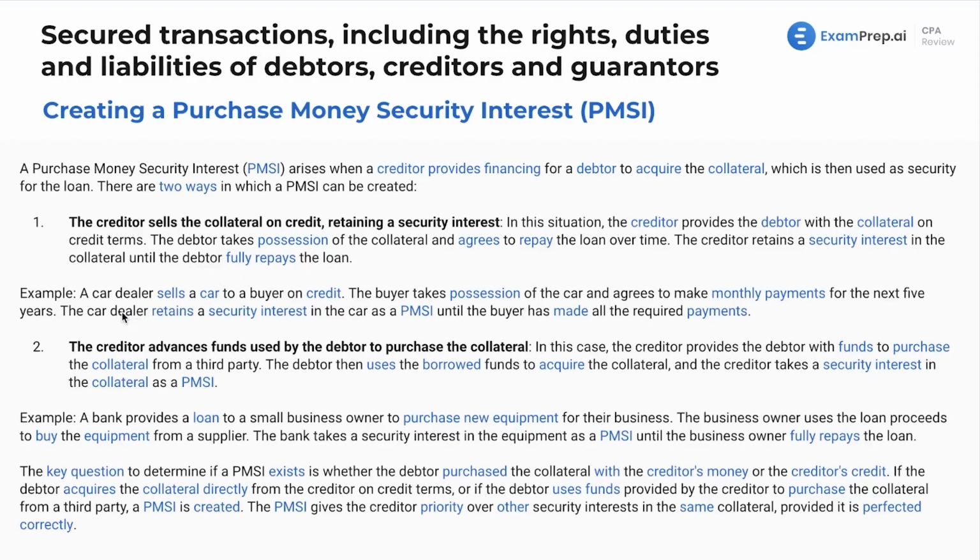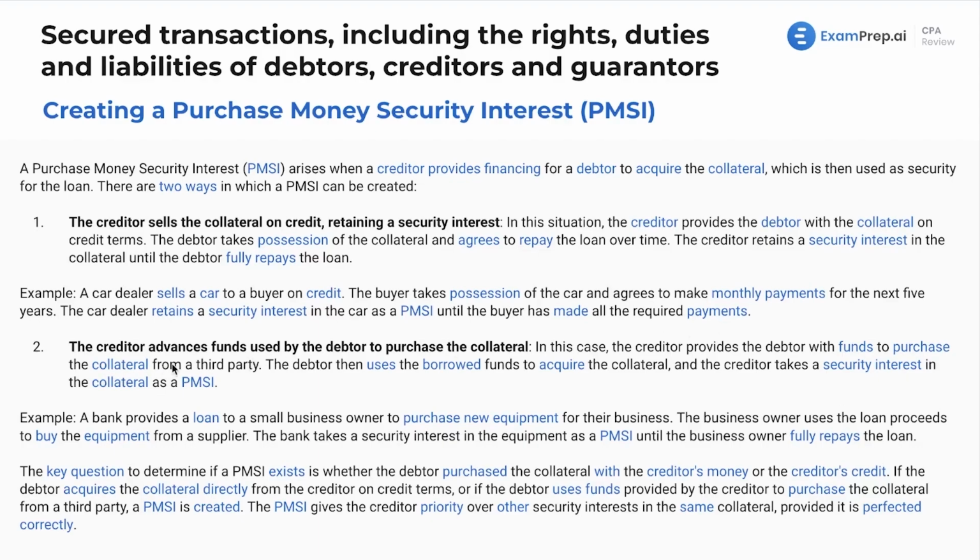An example here would be a car dealer sells a car to a buyer on credit. The buyer takes possession of the car and agrees to make monthly payments for the next 5 years. The car dealer retains a security interest in the car as a PMSI until the buyer has made all the required payments. That's a pretty straightforward first one.